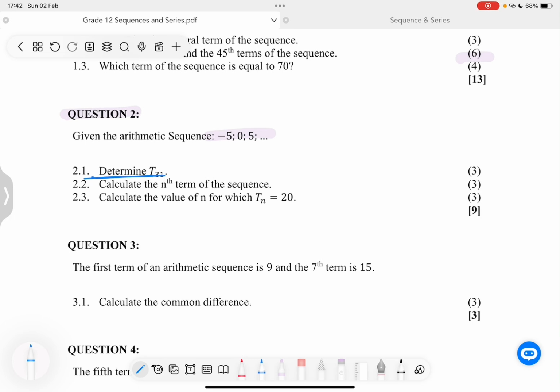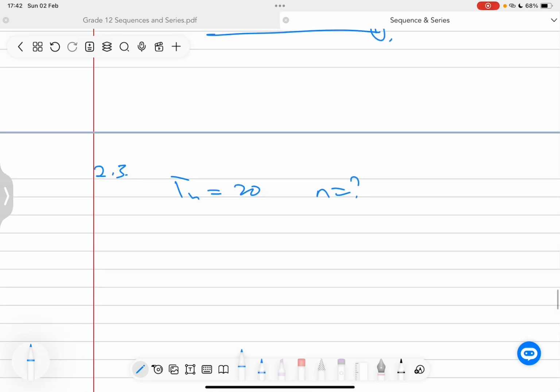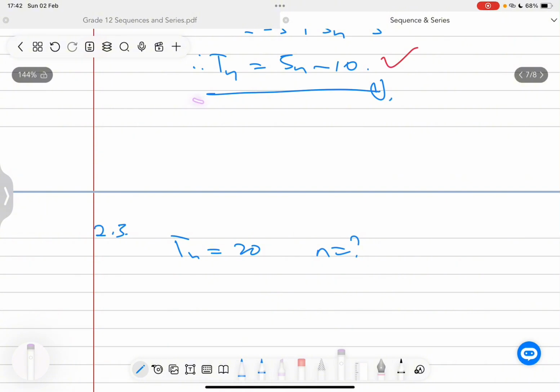So here they say 2.3, calculate the value of n for which Tn is equal to 20. What they're doing here is giving us Tn, saying Tn is equal to 20, but what is n? At this stage, I can use the formula we defined here to say Tn is given by 5n minus 10, so that my Tn now is 20. I'm looking at term 20 and I want to see what value of n we get there.